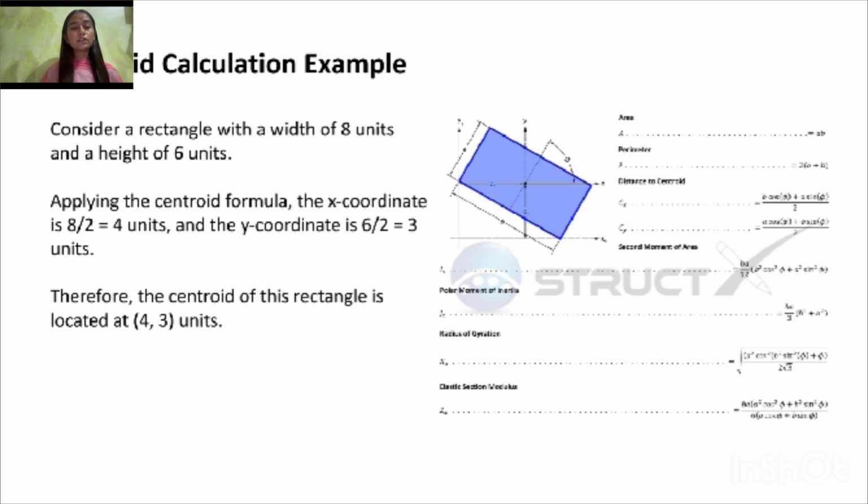As we saw, the x-coordinate is 4 and the y-coordinate is 3, so it will be 4, 3 units. Everything is clearly defined and explained in the diagram, and the formulas are described.